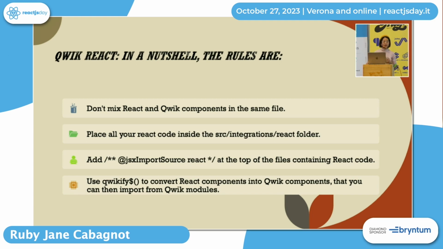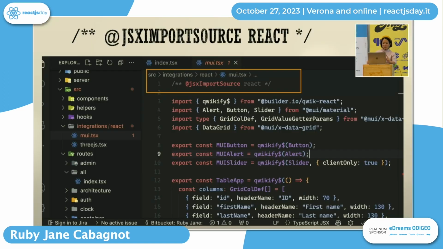So Qwik React, in a nutshell, the rules are: you don't mix your React and Qwik components in the same file. You place all your React code inside a particular folder, src, integrations, react. Then you add @jsxImportSource react at the top of the file containing the React code. And then of course you use the Qwikify function to convert your React components into Qwik components, and then you can import them from your Qwik modules. This is how it looks when you use it.